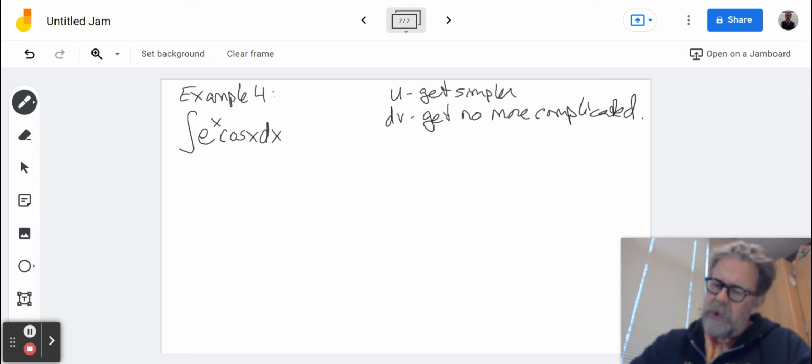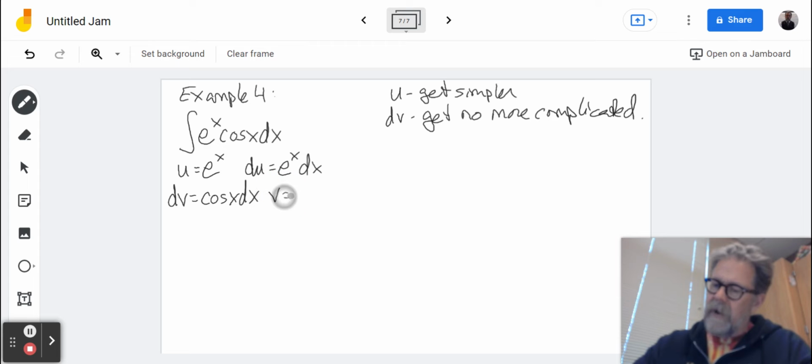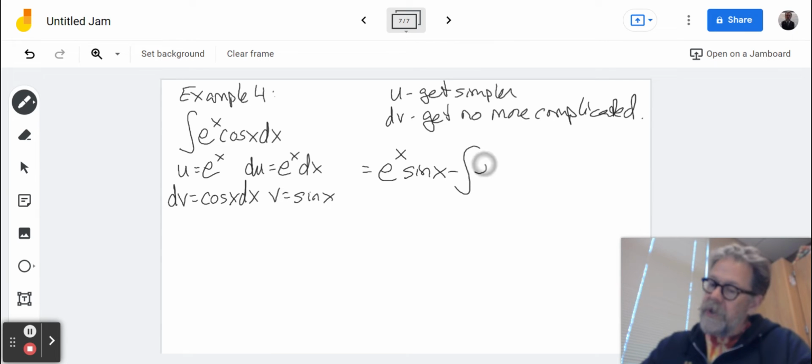Well, what we are going to do is we are going to let u equal e to the x. We are going to let dv equal cosine of x dx. The derivative of u will be e to the x dx. The antiderivative, or the value of v, the expression for v, will be sine of x. And what we get here is that therefore we have e to the x sine of x minus the integral of v du, which is e to the x sine of x dx.